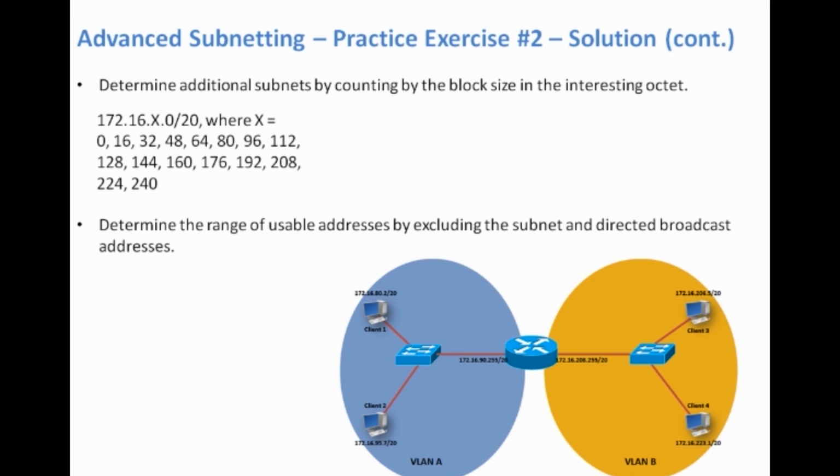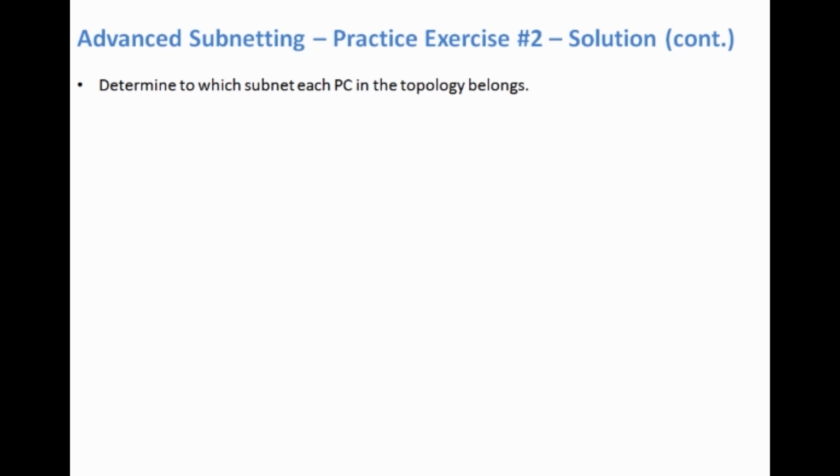So VLAN A is really using the network address space of 172.16.80.0/20. And 172.16.90.255 happens to lie in that address space. What about VLAN B? 172.16.208.255/20? That lives in the 172.16.208.0/20 subnet. We now know what the subnets are for VLAN A and for VLAN B.